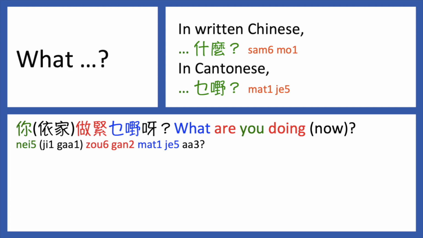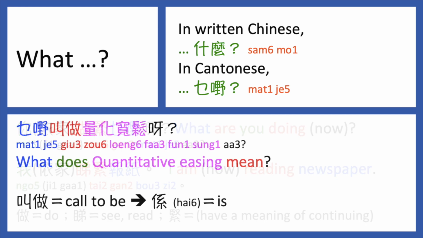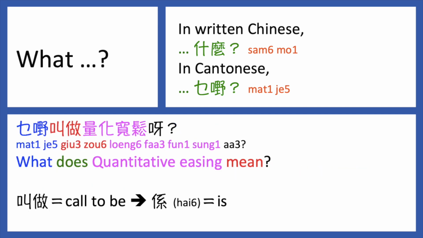When answering this question, you can replace the question word 乜嘢 by the answer. 我依家睇緊報紙。However, in some situations, 乜嘢 can be placed at the front of the question. For example, 乜嘢叫做量化寬鬆啊？ It is a typical question to ask the definition of something.